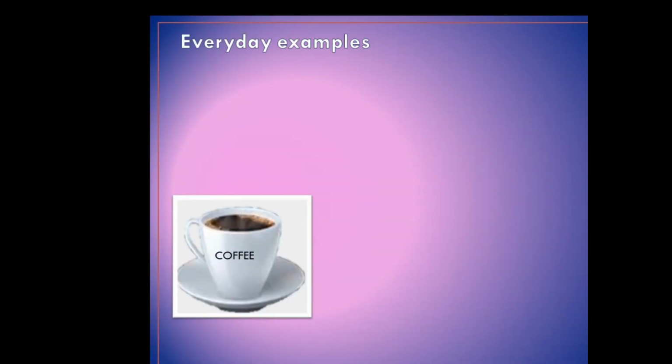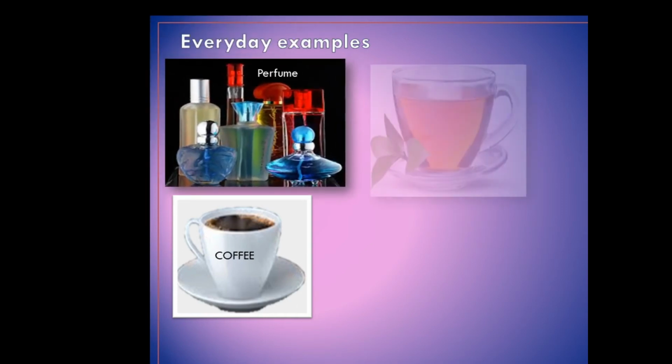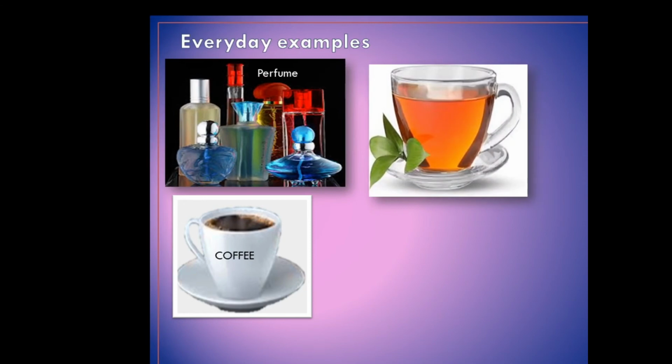This is the coffee, and then the perfume, and finally the tea. Now all these are examples of diffusion. For example, this perfume bottle: when you open the lid of a perfume in one corner of a room, you see after some time the entire room gets this smell. That's because of diffusing of gaseous molecules, spreading of gaseous molecules.